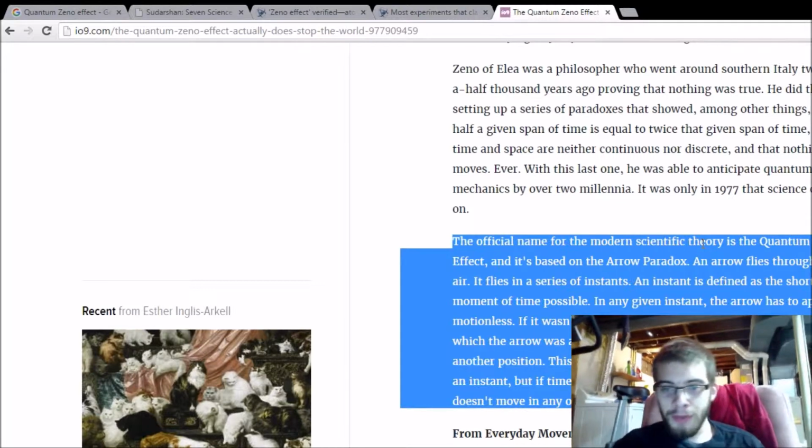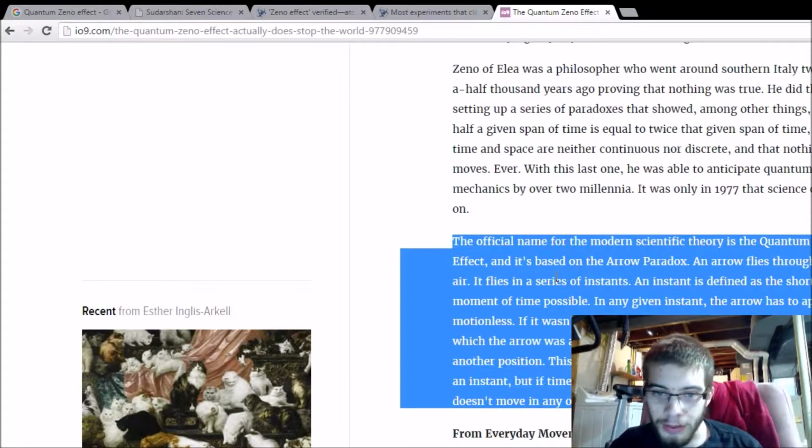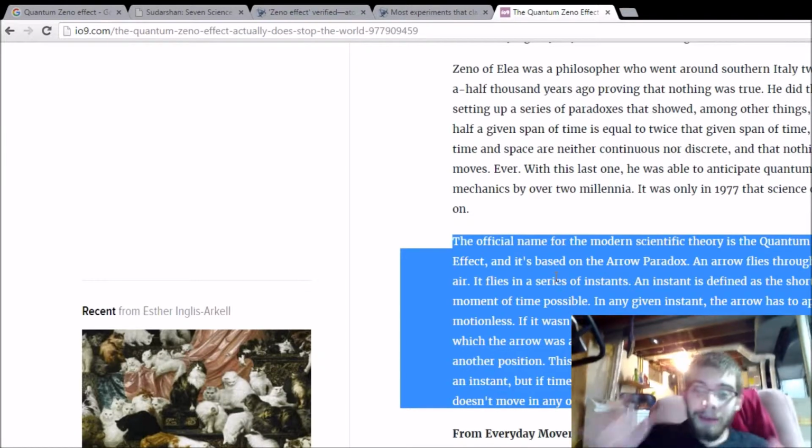The official name for it, as you know, is the quantum Zeno effect, and it's based off the arrow paradox. I just thought this was an interesting thing I wanted to share with you guys. Here it is. An arrow flies through the air. It flies in a series of instants. An instant is defined as the shortest measurement of time possible. In any given instant, the arrow has to appear motionless. If it wasn't motionless, there would be two instants, one in which the arrow was at one position and one in which the arrow was in another position. This presents a problem. There is no other way to define an instant, but if time is made up of a number of instants, and the arrow doesn't move in any of them, the arrow can't move through the air at all.